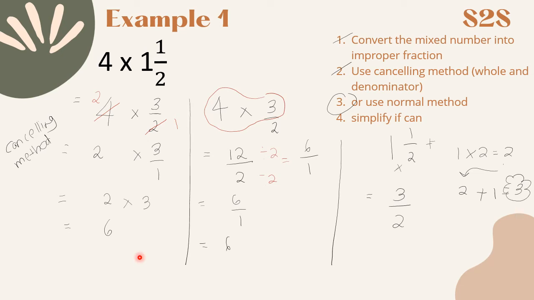So we achieve the same answer for any of the methods. This one is the cancelling method, and this one is the normal method. So whichever method suits you the best, you can use that.